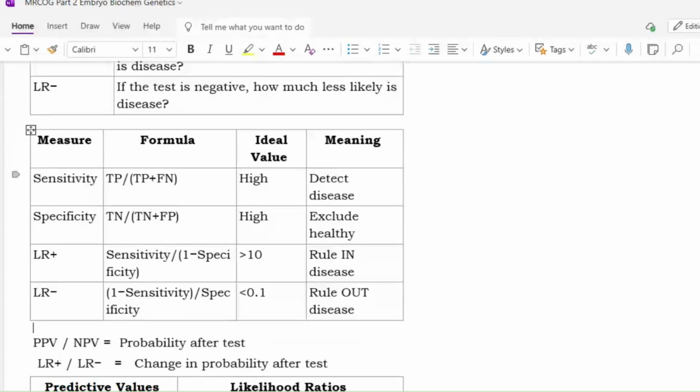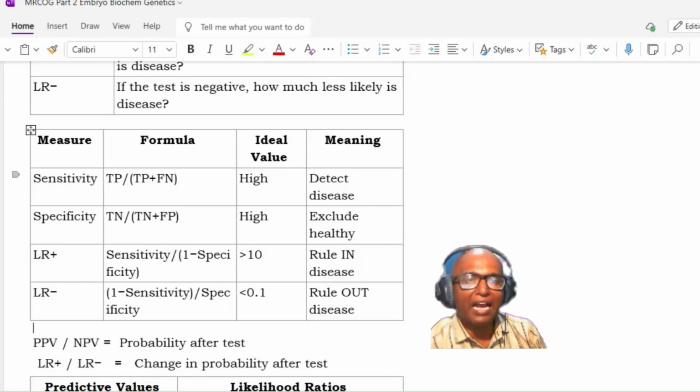So these are the formulas which we have learned. Sensitivity formula we have seen: true positive divided by true positive plus false negative. It should be high to detect the disease. Specificity is true negative divided by true negative plus false positive. Ideal value should be high to say that the person is healthy.